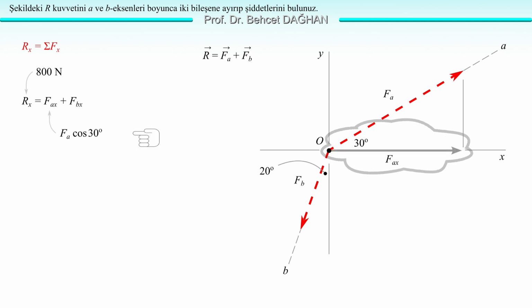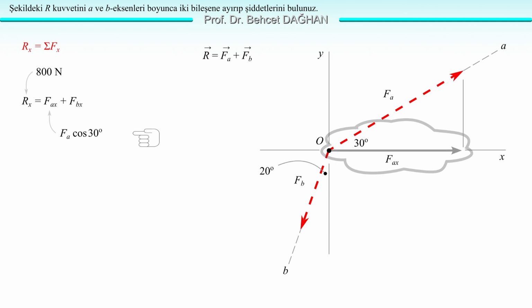Let's find the x component of Fa. We project the force Fa onto the x-axis. We find the perpendicular projection. Fax is as shown in the figure. The angle between Fa and Fax is 30 degrees. Therefore, Fax is Fa times cosine 30 degree. It is in the positive direction. It is positive. Fax equals Fa times cosine 30 degree.